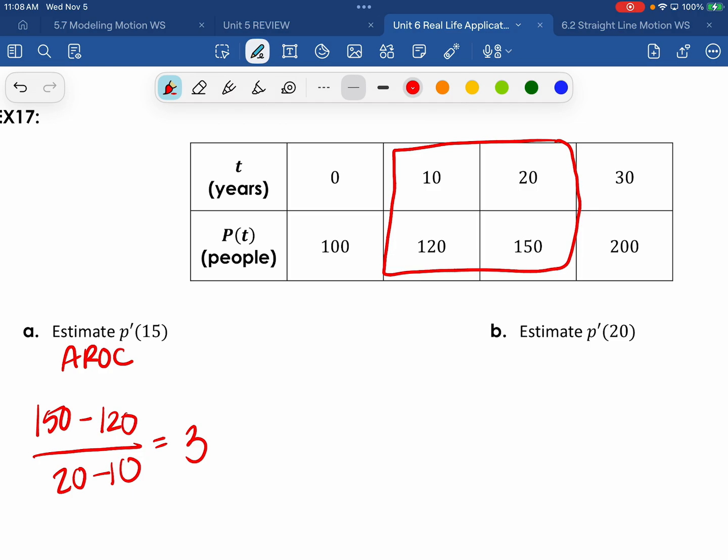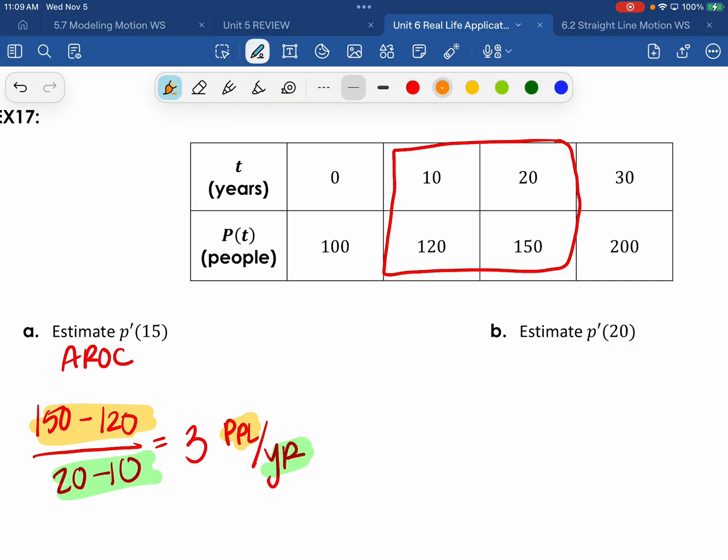What would my units be for an estimation of the derivative? People per year. So think about what the units on top stand for. 150 and 120 stand for people, and 20 and 10 stand for years. So it's people over years.